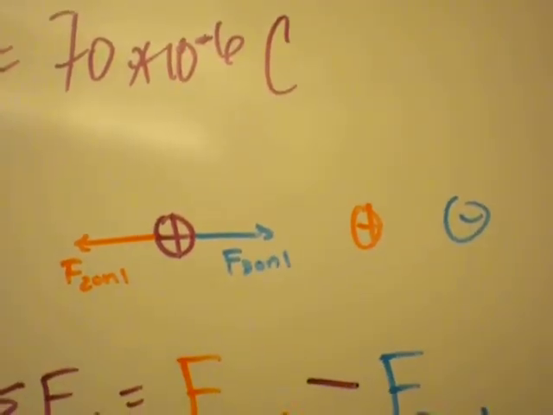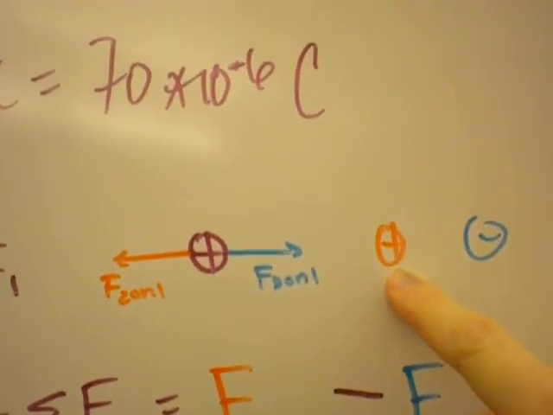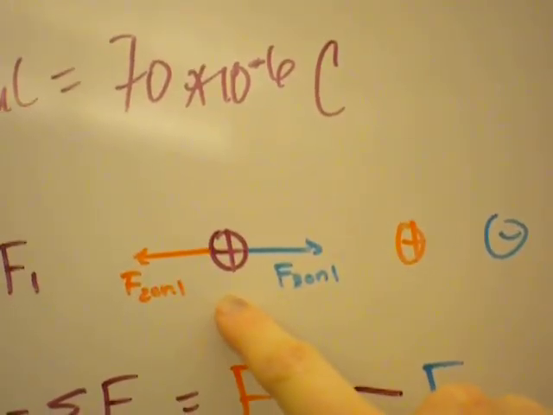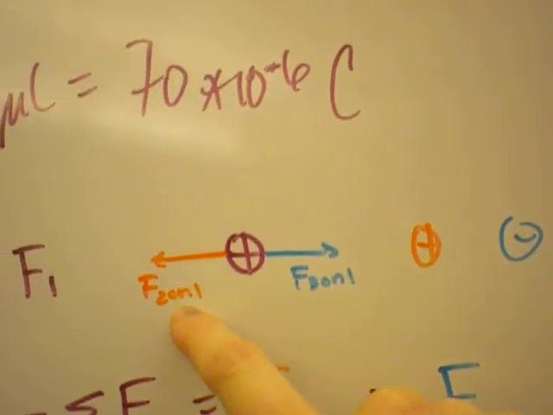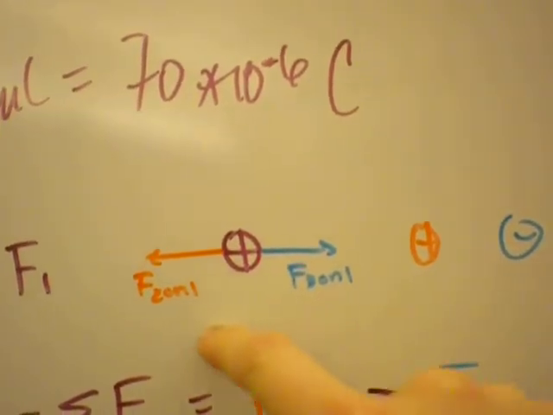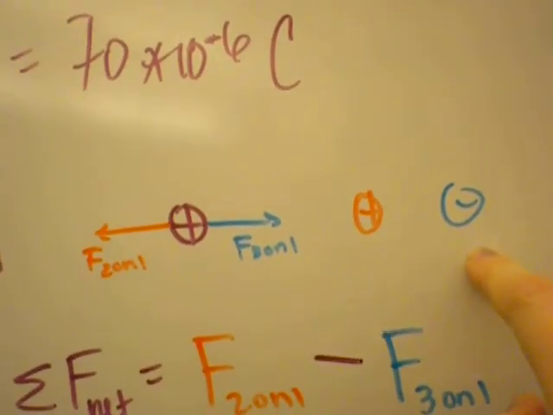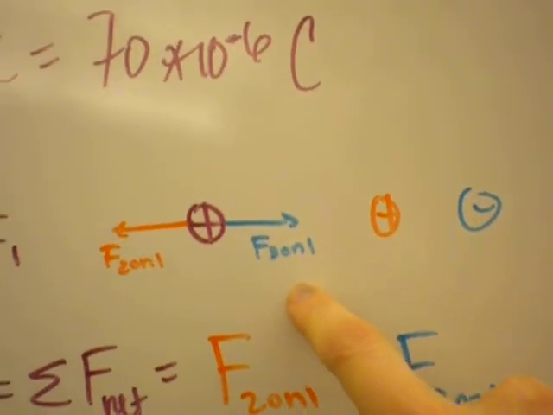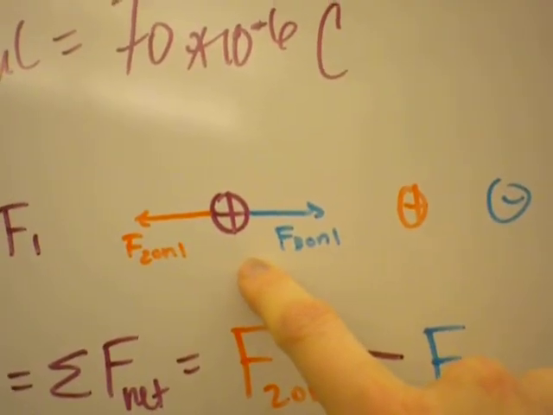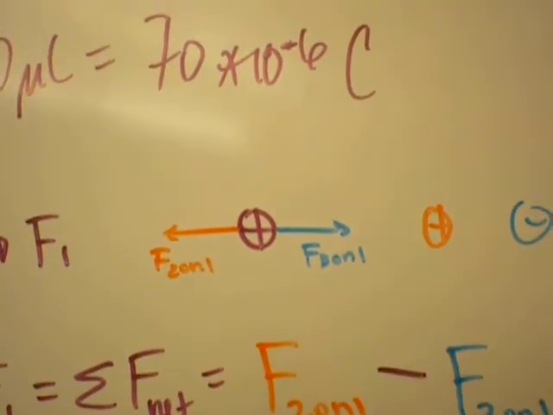So, as we can see, there is a positive charge over here, which is acting on charge number 1, and it's going to be a force in this direction. We already know, because they're two positive charges, that it's going to repel it. However, there's a negative charge over here, which is going to create a force in the opposite direction on charge number 1. This is the force due to 3 on charge number 1. That's what that means.